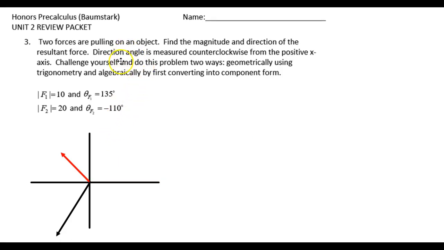Okay, the next problem is just an add-two-vectors type of problem. We're saying there are two forces pulling on an object. We want to find the magnitude and direction of the resultant force. I've pre-sketched a diagram here, so let's take a look at what's going on. This first force I've drawn here is F1. Its length is 10, and the angle it's making with the x-axis is 135 degrees. The second force I've drawn here is F2.